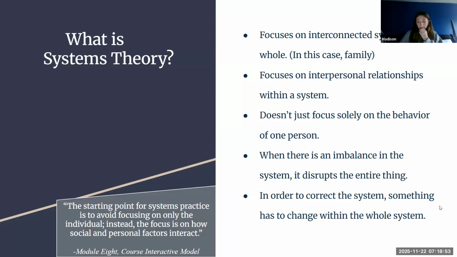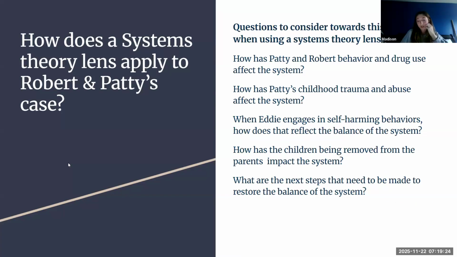When considering Patty and Robert's case, for bullet number 4, their drug use could potentially be the factor causing the imbalance in their family system. I pulled a quote from Module 8, our interactive model, saying the starting point for systems practice is to avoid focusing on only the individual. Instead, the focus is on how social and personal factors interact.